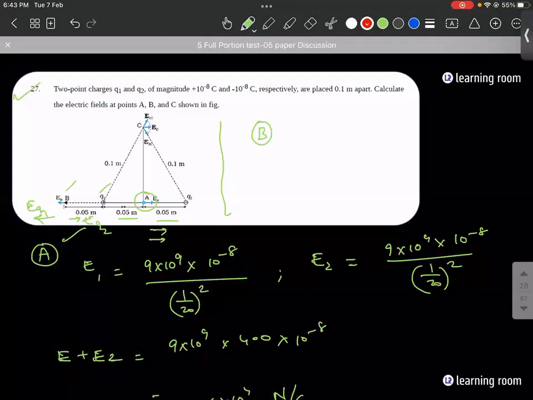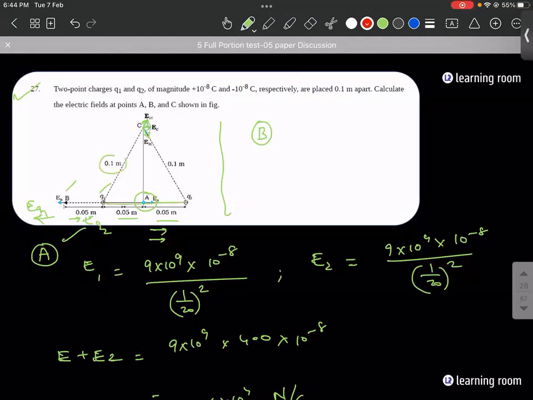So similarly, if you calculate the value at B, you will get an answer. For C alone, what you are supposed to do is consider the electric field due to one charge at point C in the upward direction. The other will be in the downward direction. So the resultant will be somewhat like this. You can resolve it into components and then solve it. So it's very simple.